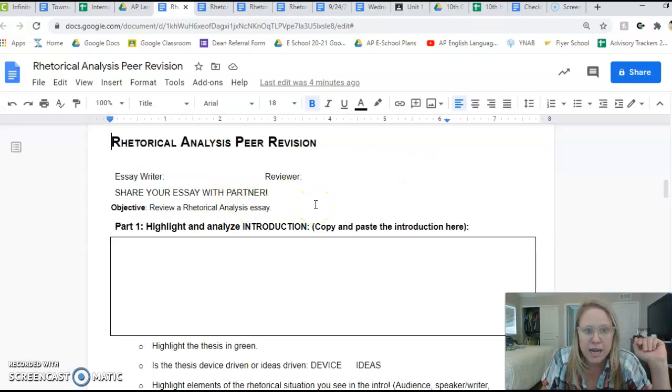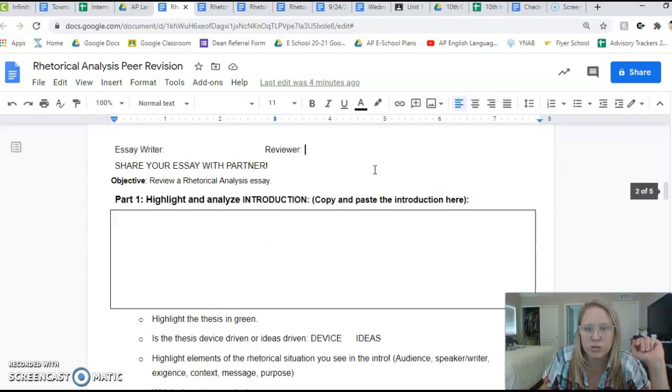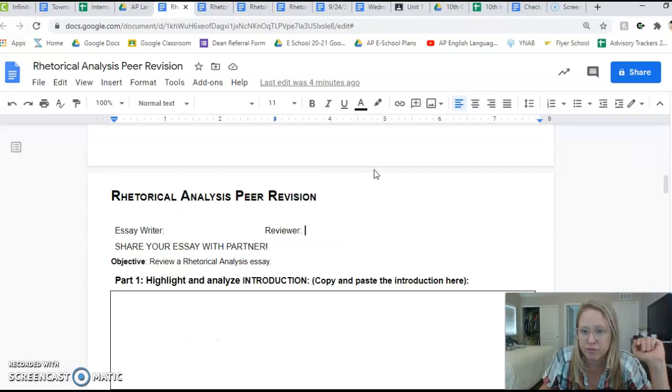So the entire process is pretty self-explanatory, but once you have identified who you are going to be peer reviewing, you need to write their name here and your name here, right here where it says reviewer. And then you just walk through this process. This was probably something you could easily figure out.